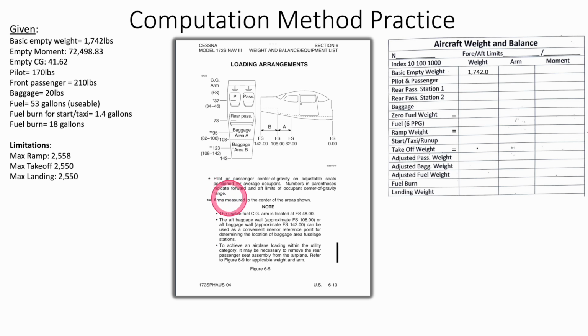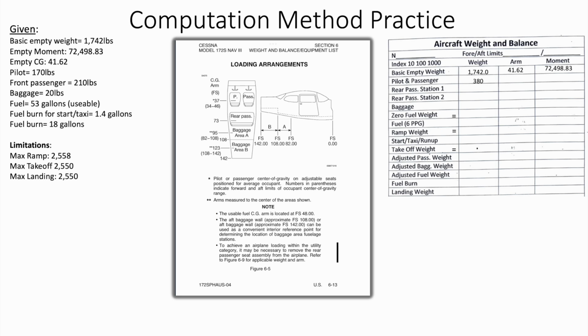And looking at the notes, you'll notice it doesn't have any measurement for your fuel station. Down here at the bottom in the notes, it says the usable fuel CG arm is located at fuselage station 48 inches. So now we just need to add the arm. In this case, it's going to be MTCG 41.62. And the moment was already calculated for us, 72,498.83 inch-pounds.